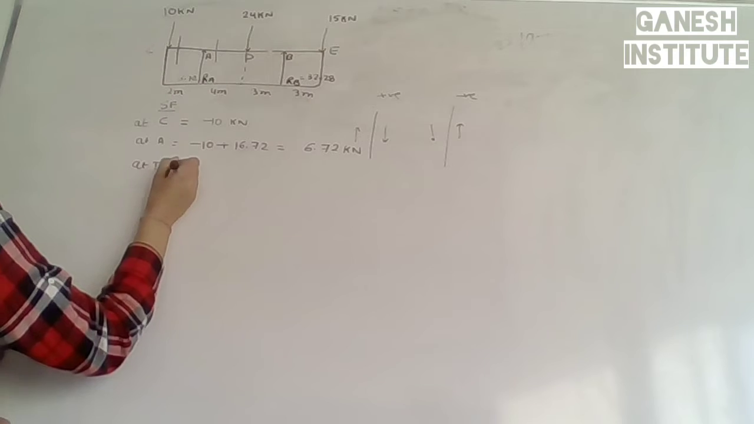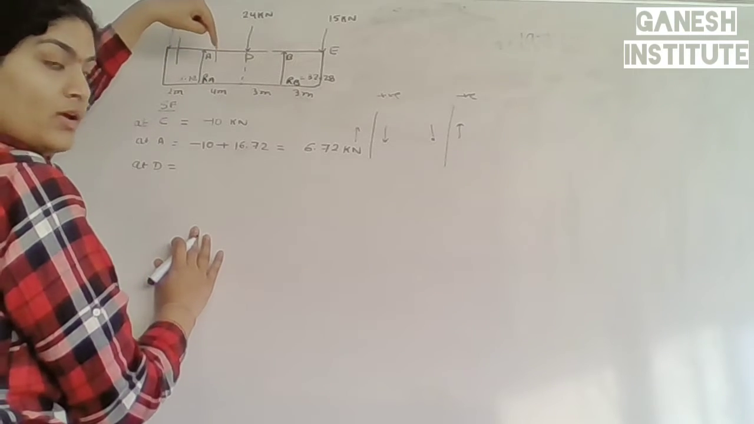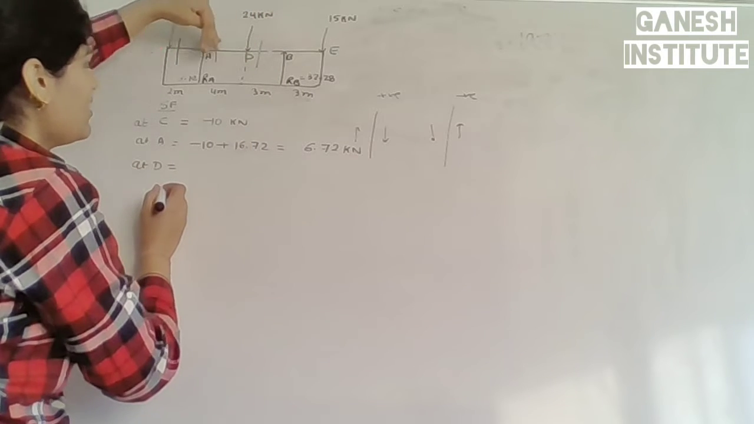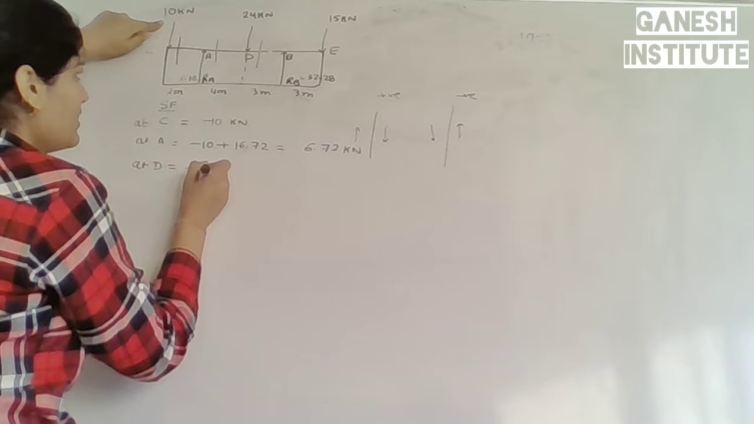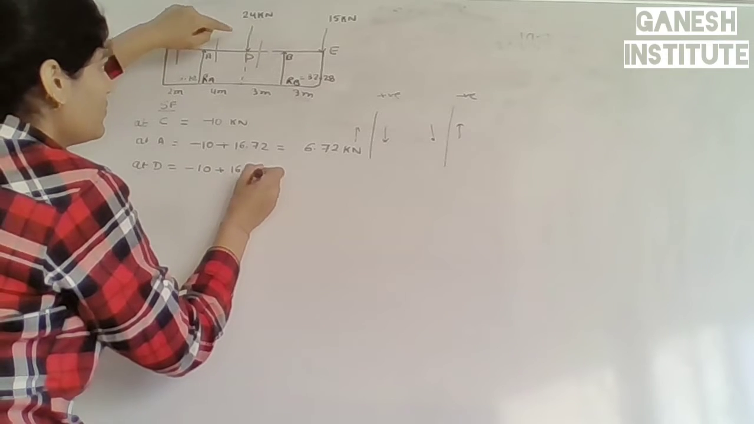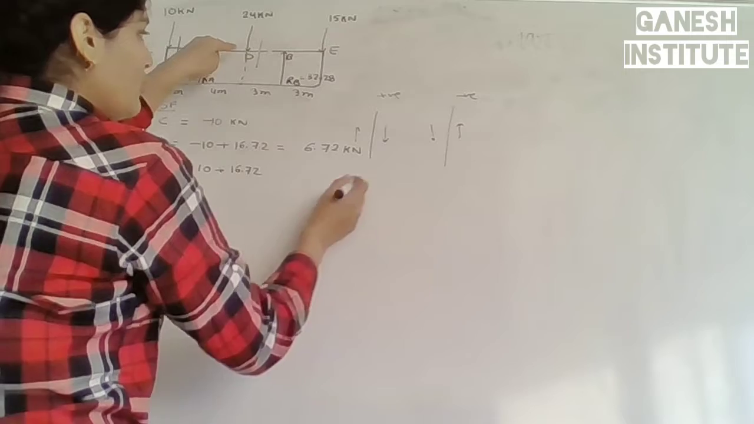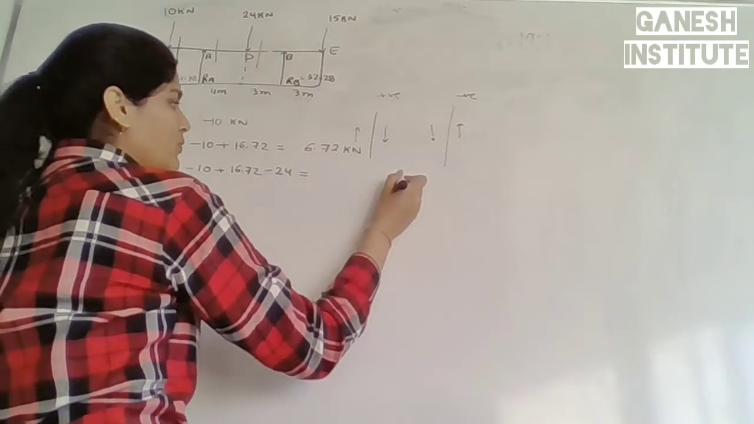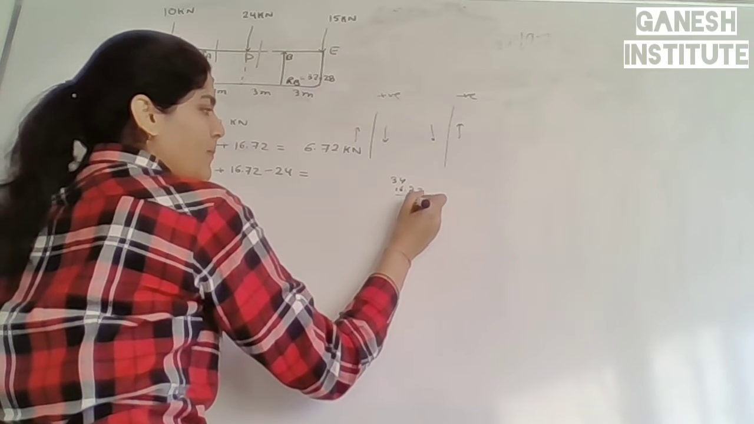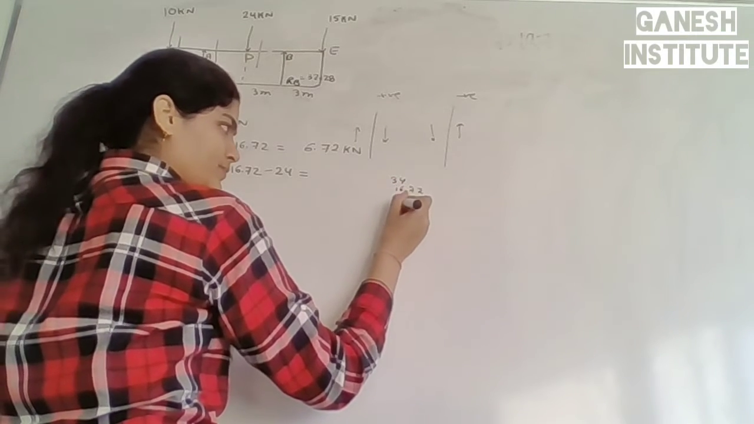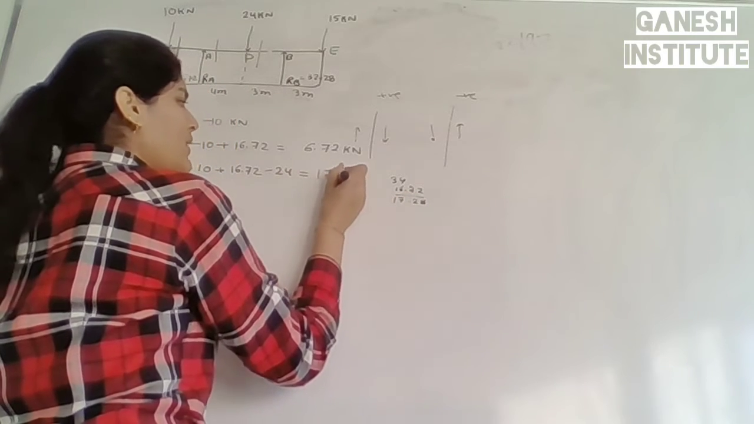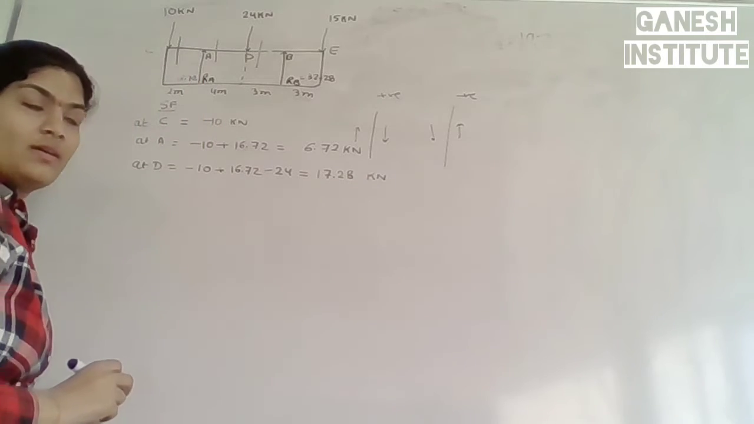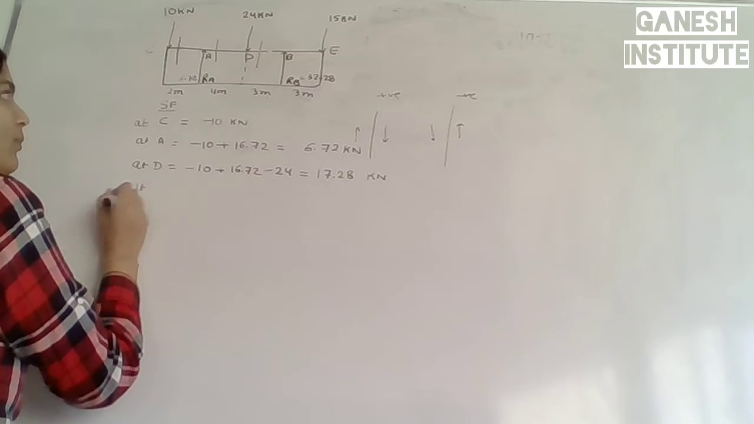Then at point D, you have to make another surface. Take all the points. This is minus 10 plus this is 16.72. Now this is the left side downward force, negative. So minus 34, 16.72, which gives 17.28, right? Thereafter, at point B.